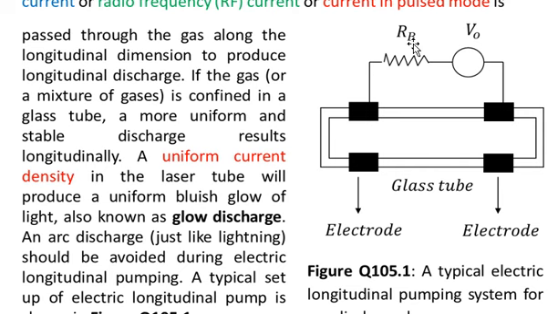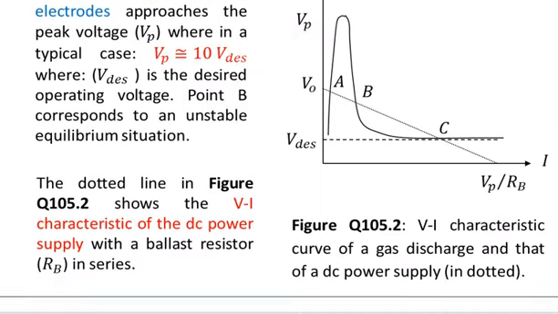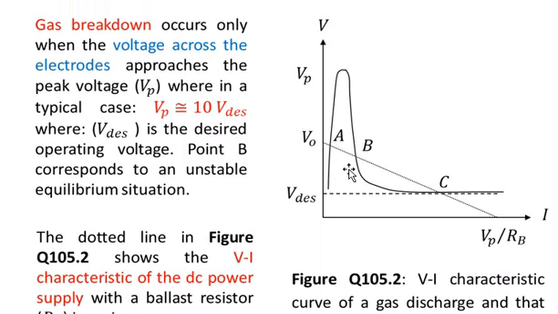So you see that when the value of RB is very high, almost no current or zero current flows through the discharge tube, through the gas tube. Since no current flows, if you measure the voltage across the DC supply, you will measure it to be equal to V0. When RB is very large, Vp over RB is very small, so you are very close to zero. And here you will notice that the voltage across the supply is V0.